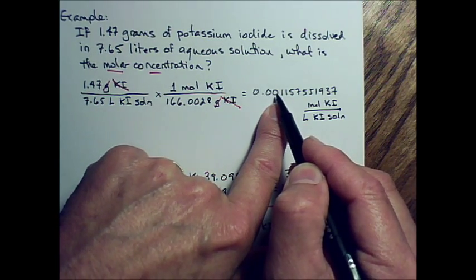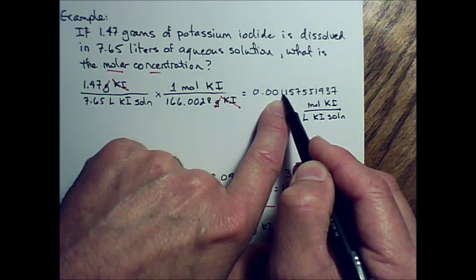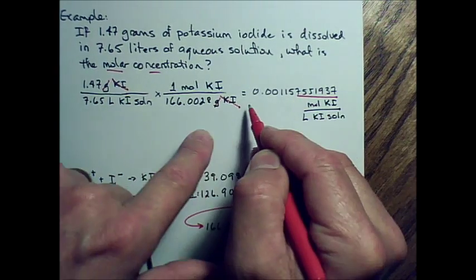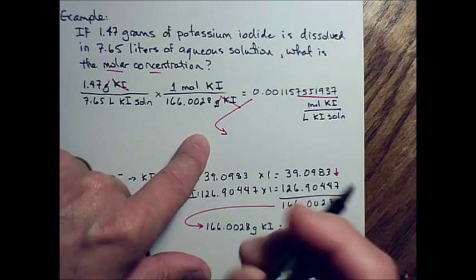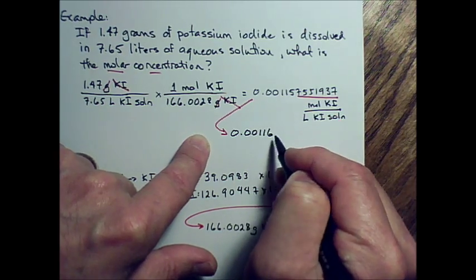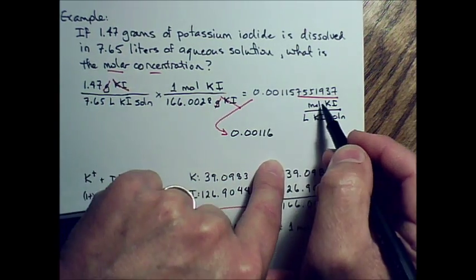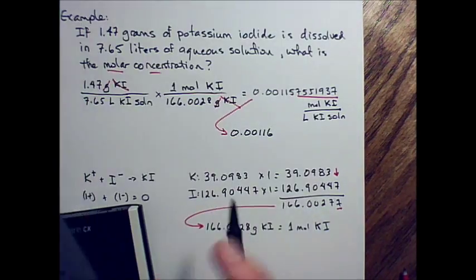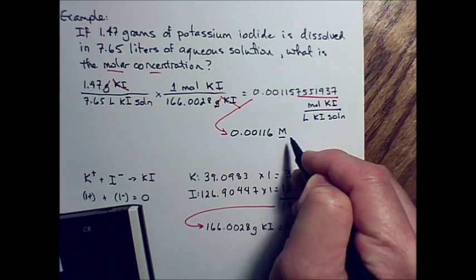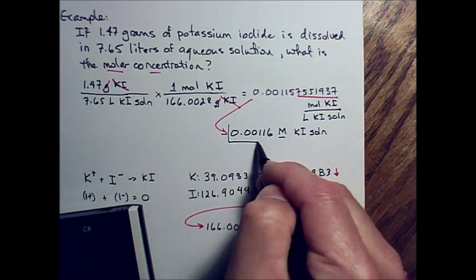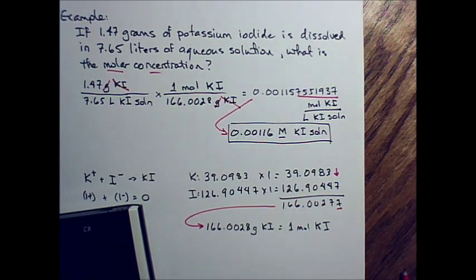Leading zeros are not significant. So our first significant digit is the 1 here. 1, 2, 3 significant digits, and underline from there over, starting with that 7. And we're going to round it off then. And we have 0.00116. The 7 makes the 5 round up to a 6. Since moles of KI over liters of KI solution fits what molarity is, we can use this symbol instead of all of this. So we can say molar concentration of KI solution. Okay? You got that?